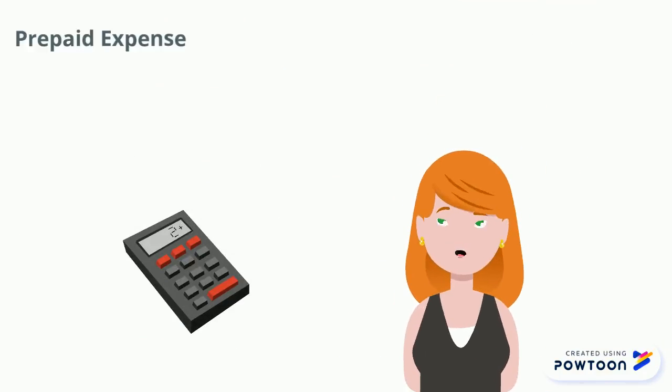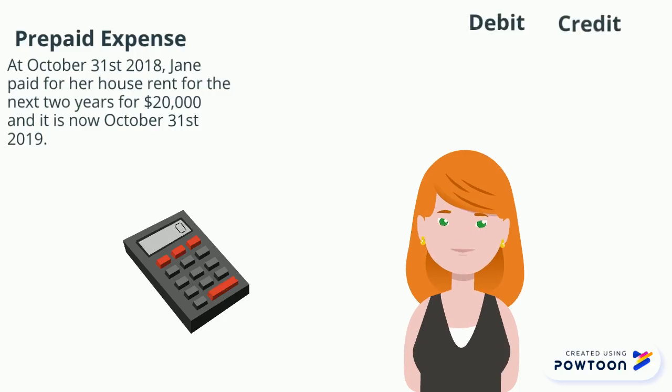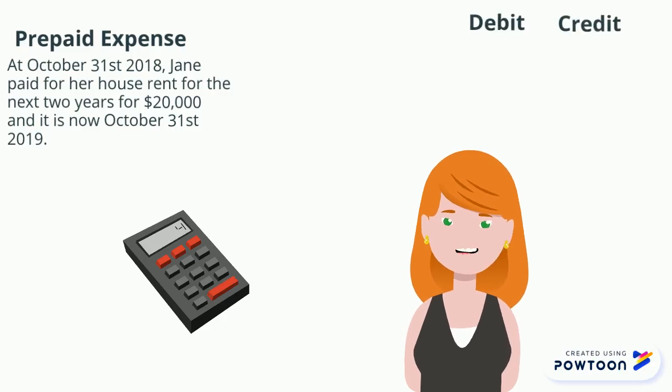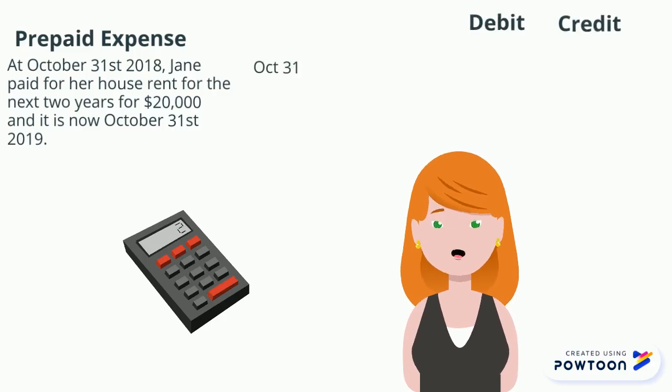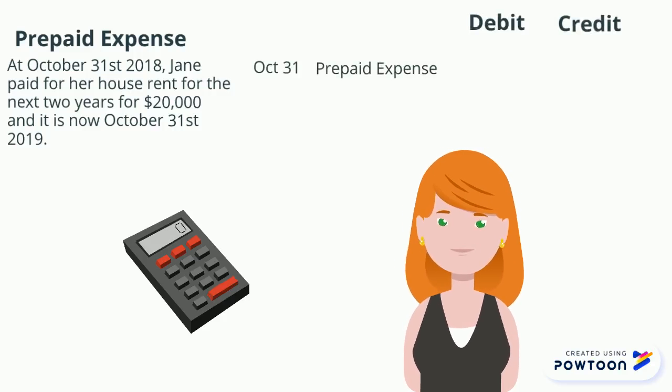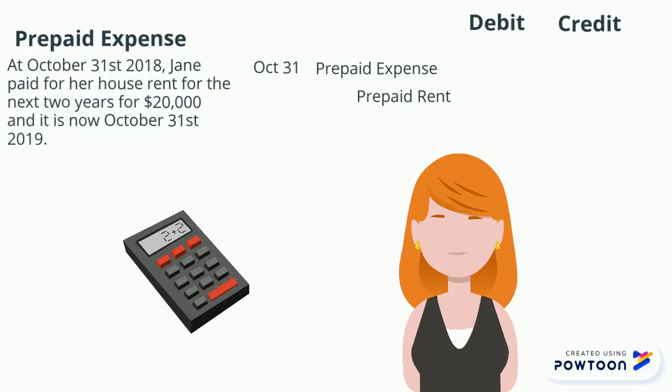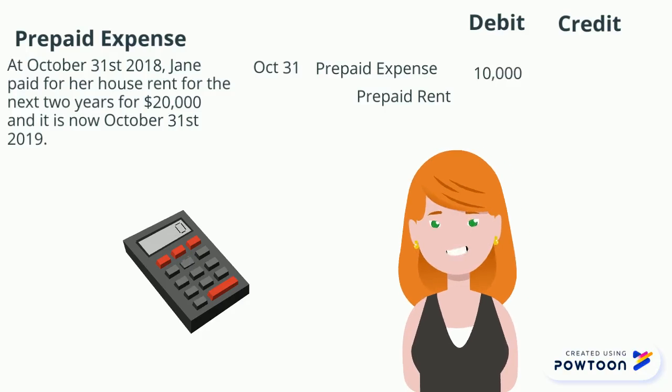Let's look at this example for prepaid expense. On October 31st, 2018, Jane paid for her house rent for the next 2 years for $20,000, and it is now October 31st, 2019, and she needs to make her journal entry.